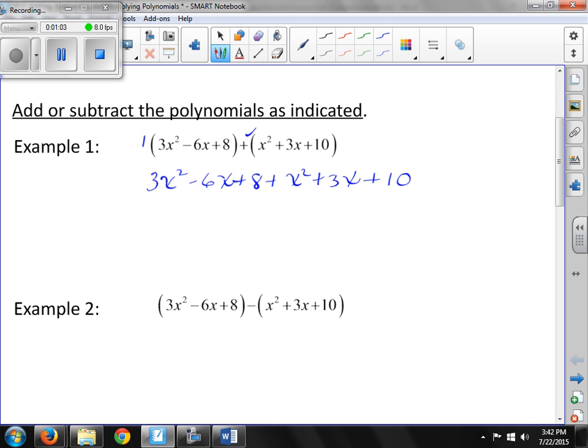And then we simply combine the like terms. So we want to put them in descending powers, so we want to start with the squared terms first. 3x squared plus 1x squared would be 4x squared. And then we'll go with the x terms. Negative 6x plus 3x would be negative 3x. And then we want to add the numbers together. 8 plus 10 would be 18.